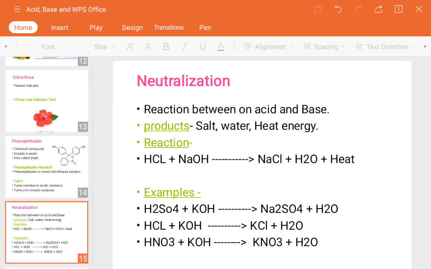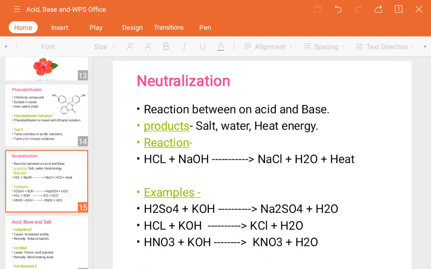Next is nitric acid. When you mix it with potassium hydroxide, what happens? Potassium nitrate will be produced and water will be released. So potassium chloride, sodium chloride, sulfates, all these are salts. These are different types of salts which occur naturally or are chemically made.